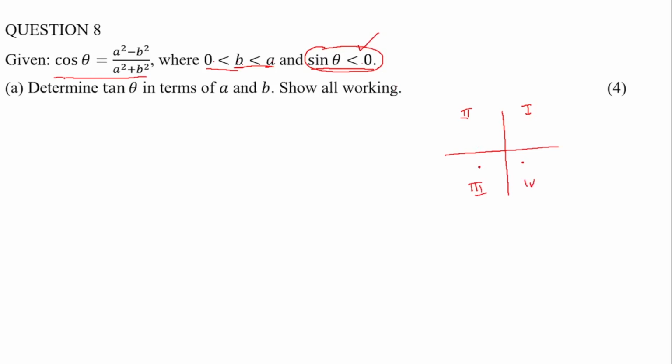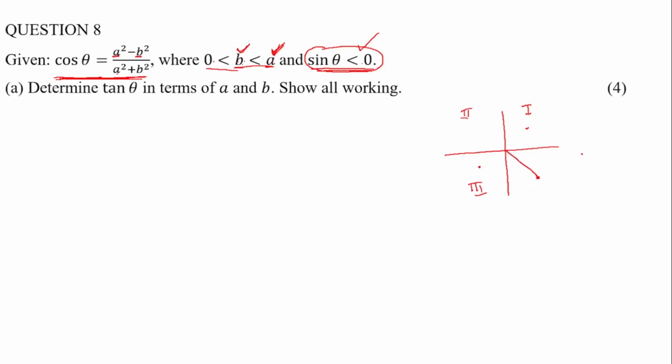Now, let's look at this cos theta. Is cos theta negative or positive here? A is greater than b, meaning that a squared minus b squared should be positive, because a is greater than b. And a squared plus b squared is positive. So cos theta is positive. Where is cos theta positive? In quadrant 1 and quadrant 4. So this is the quadrant where cos theta is positive and sine theta is negative. Therefore, we can draw our array here in quadrant 4.